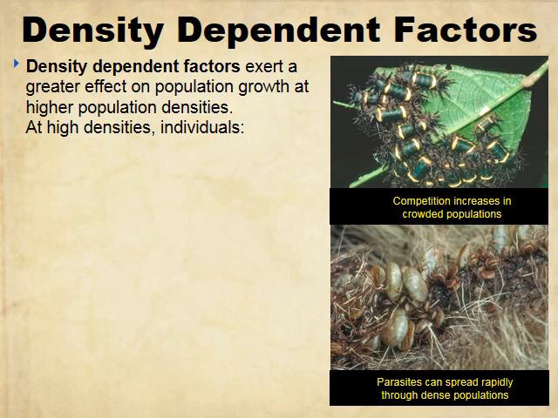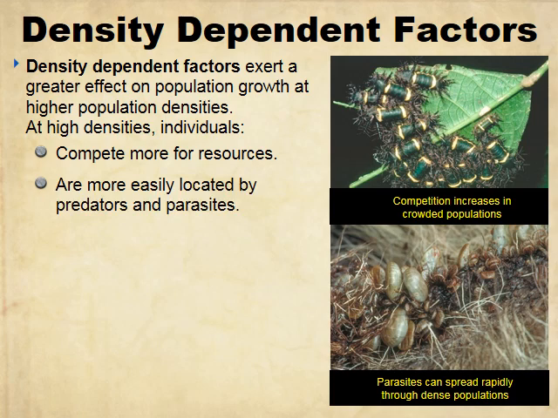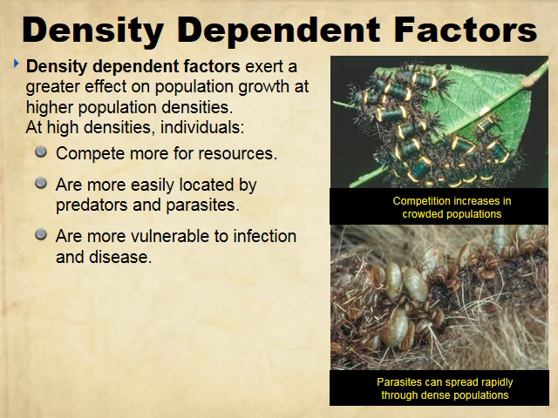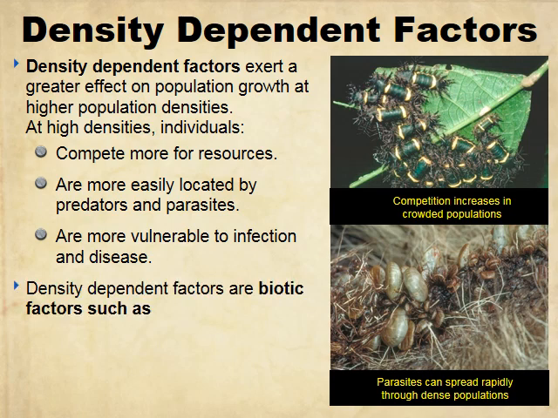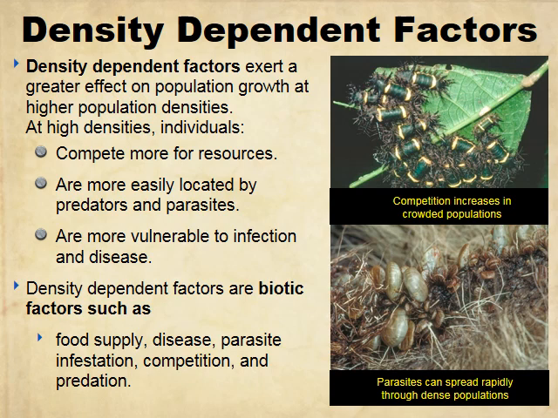effect. So at higher densities, individuals are going to compete for more resources. They're more easily located by predators and by parasites. They're more vulnerable to infection because they're closer together, and disease. And these are usually biotic factors. Okay, food supply, disease, parasite infestation, competition, predation, stuff like that.